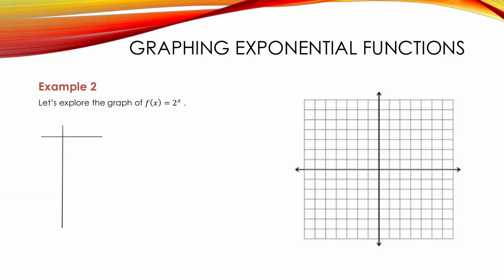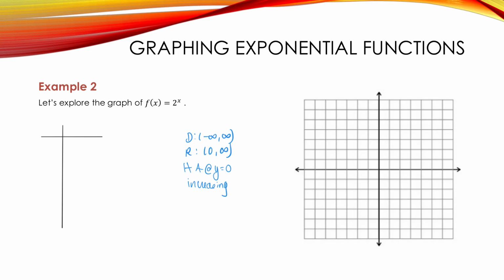Let's look at the graph of f of x equals 2 to the x. Well, we know a few things from the last slide. We know its domain, we know its range. So let's maybe think about those. Let's talk about our domain and our range first. Our domain should be negative infinity to infinity. Our range should be 0 to infinity. We should have a horizontal asymptote at y equals 0. And we should see an increasing function. All of these should be true.